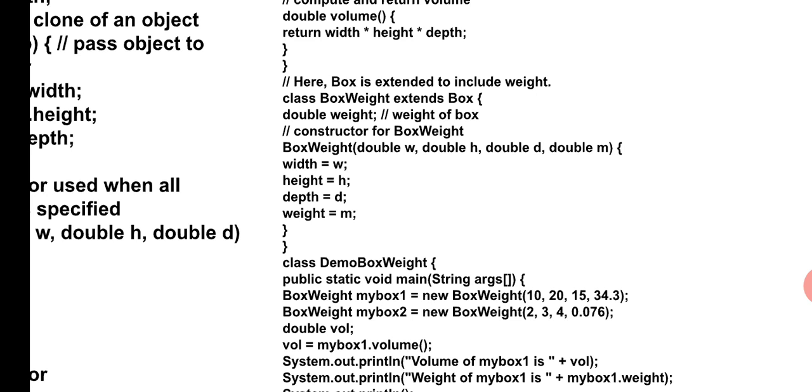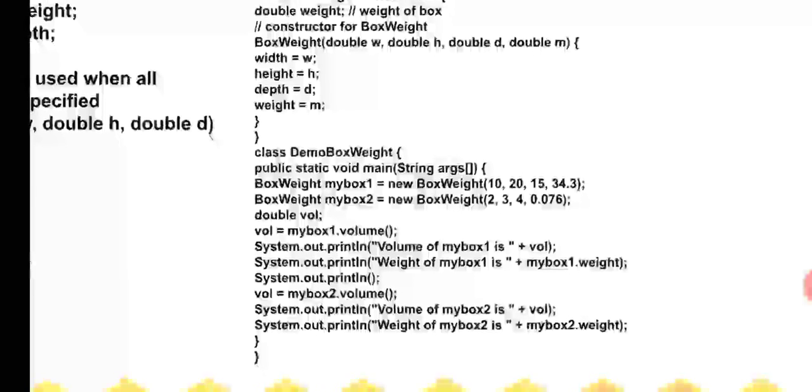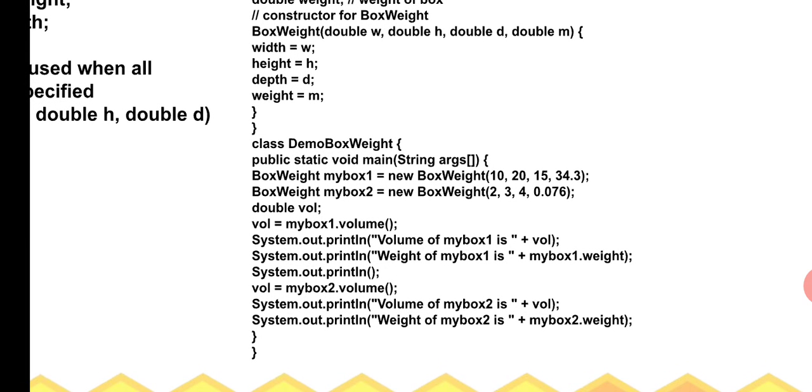Okay, from where you got weight? So weight is a variable which is declared inside the second class, that is nothing but the BoxWeight class. Fine. Now how exactly we can implement this program, we will see inside the main method. So you have one class called DemoBoxWeight.